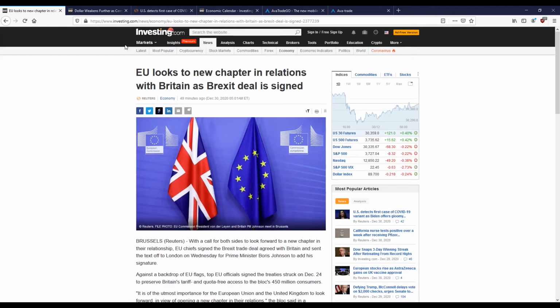EU looks to new chapter in relations with Britain as Brexit deal is signed. Okay, so bullishness on the pound, right? That's what we would expect, and maybe the euro as well. And a quick look shows volatility is down. The VIX volatility index here is down. So that means fear is dropping, futures are green. So that's a rising market, right? The fundamentals show positive sentiment right now.